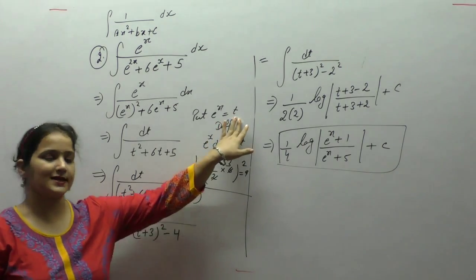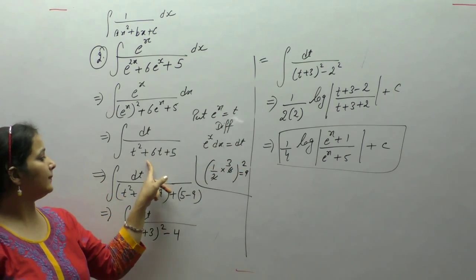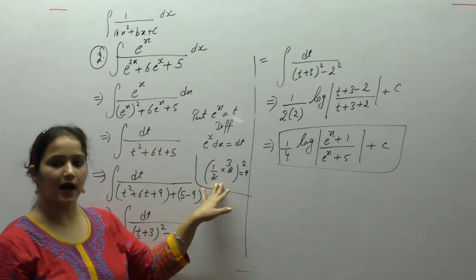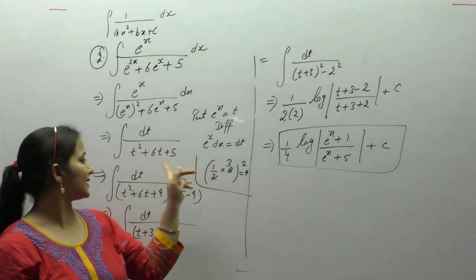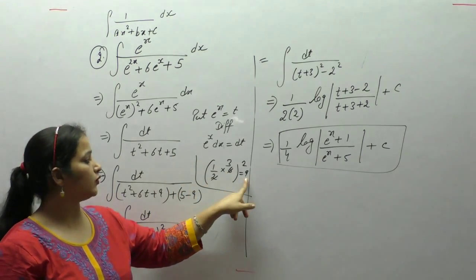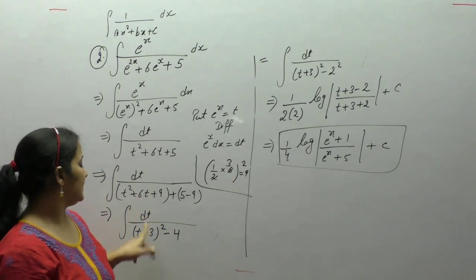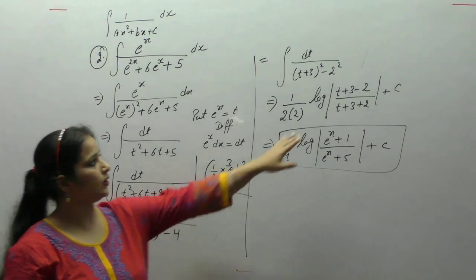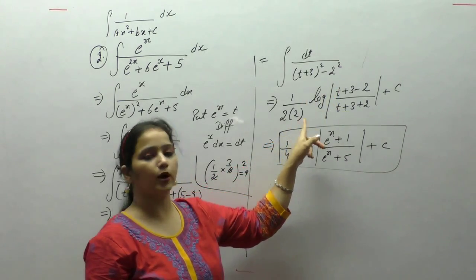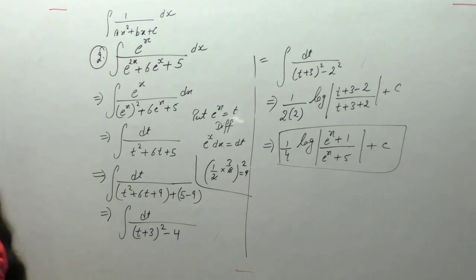To recap: put e power x as t. The derivative of e power x is e power x dx equals dt. By the completing the square method, complete the square of the denominator. Add and subtract the square of half the coefficient of t, which is 6, so we add and subtract 9 in the denominator. Complete the square: (t plus 3) whole square minus 4. Integral of 1 upon x square minus a square is 1 upon 2a log of (x minus a) upon (x plus a), plus c.